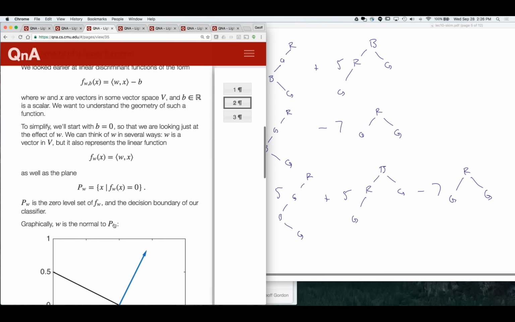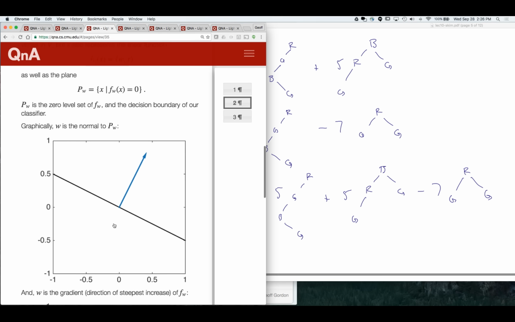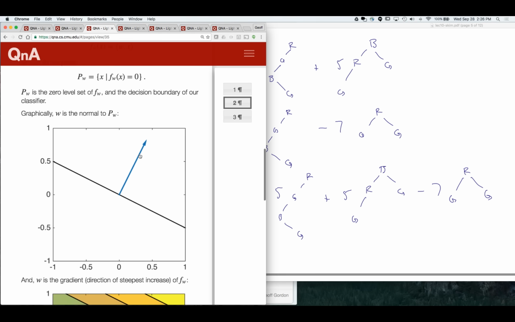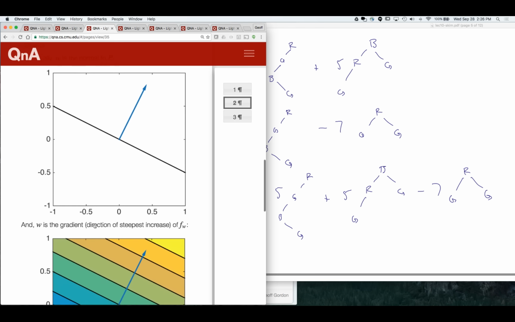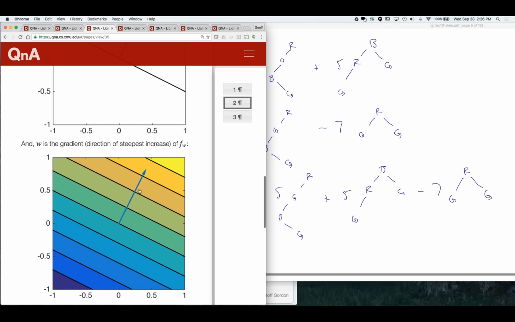So let's see. We've done a little bit of geometry already, but let's keep on doing geometry. If we have a linear function, then w dot x, w is going to be the normal to the plane defined by that linear function, right? We define a plane as the zero level set of the linear function, and w, the parameter of the linear function, is the normal to the plane. And if we plot the whole function, so here's a contour plot of the whole function, w is the gradient, meaning the direction of steepest increase of that function.